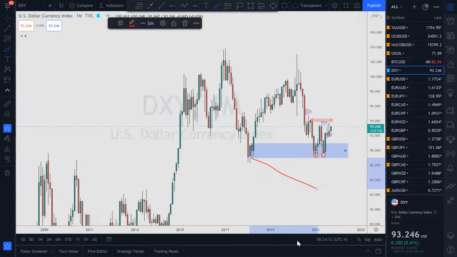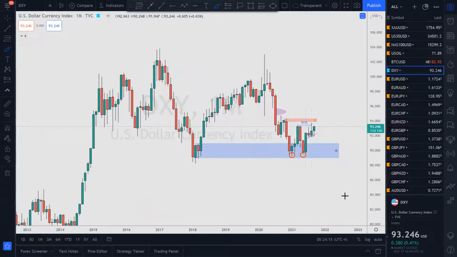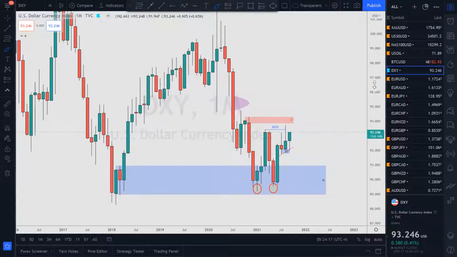Okay, now let's take a look. Where's our last break of structure? That's always important. We had a break of structure here. Why do I call it structure? Because we had this high, lower low, lower high, lower low. We didn't break this lower high yet.